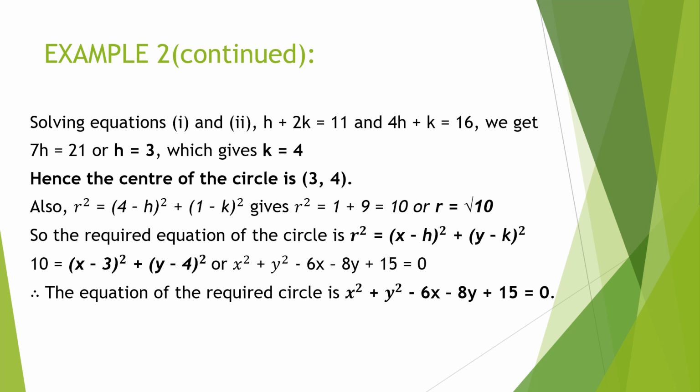Now by the equation of the circle, r square is equal to (4 minus h) whole square plus (1 minus k) whole square, which gives us r square is equal to 10, or r is equal to root 10. So the required equation of the circle is r square is equal to (x minus h) whole square plus (y minus k) whole square. In that we put h as 3, k as 4 and r square as 10. So the equation is x square plus y square minus 6x minus 8y plus 15 equal to 0.